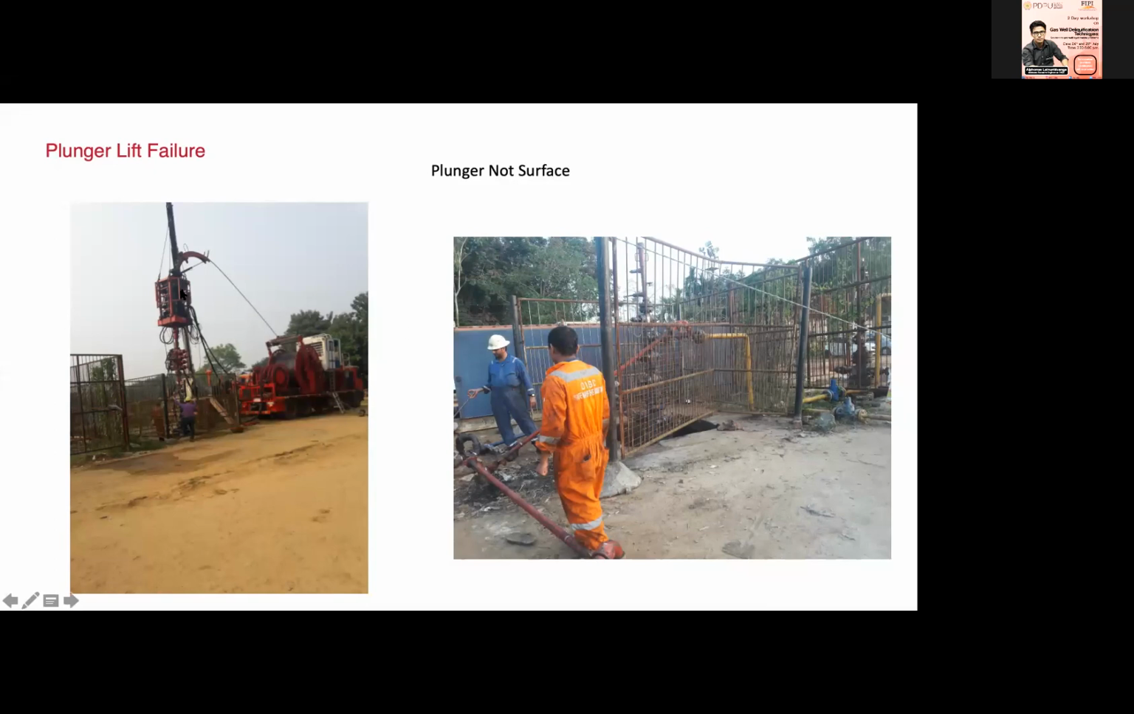And then we tried to remove our plunger using some coil tubing. We pumped some nitrogen from the annulus. We did reverse circulation, even with very high pressure, more than 70 kg. We were not able to retrieve the plunger from the downhole. Because of that, we lost more cost. It will cost more because of the workover rig.